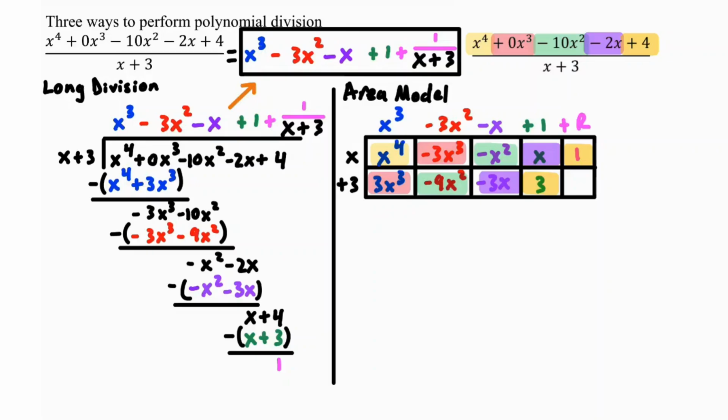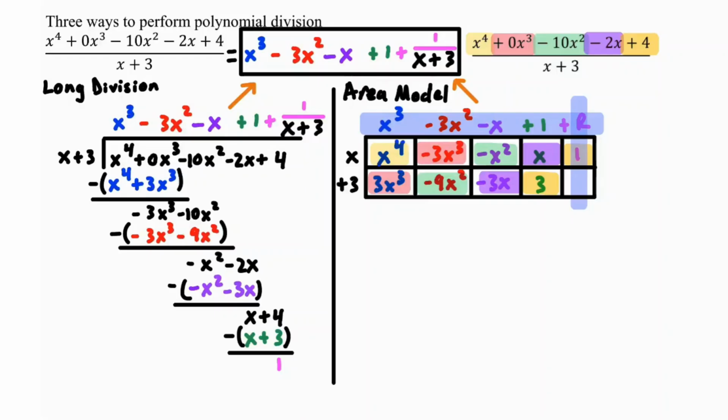Alright, and so our solution is going to be this portion here, x cubed minus 3x squared minus x plus 1, plus the remainder. And the remainder, we're going to look in this last column, which is 1. And so we have x cubed minus 3x squared minus x plus 1 over x plus 3.